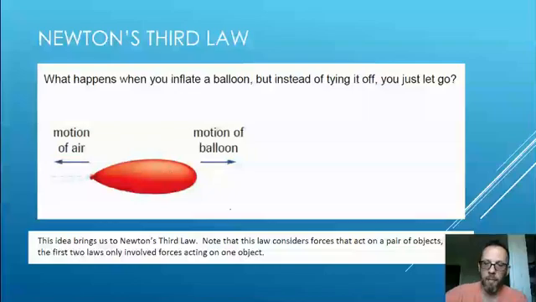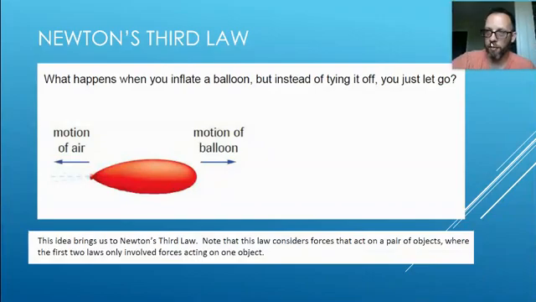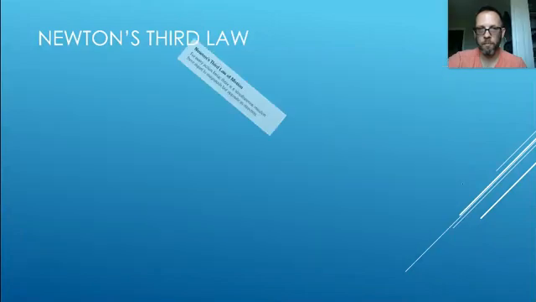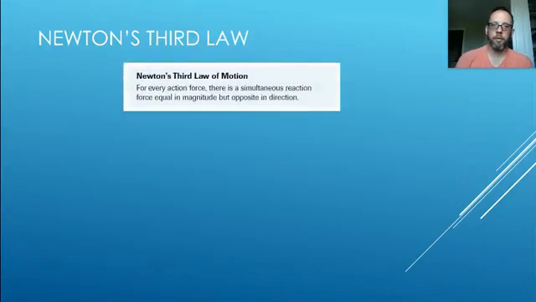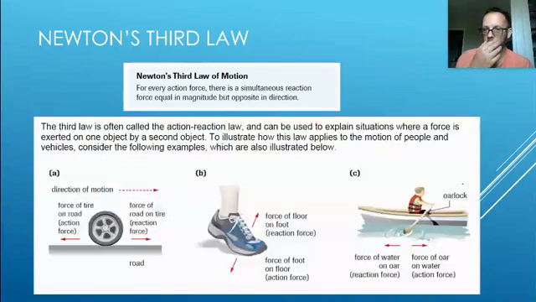Now, Newton's third law considers forces that act on a pair of objects, whereas Newton's first and second laws have to do with a single object: when the net force is 0, and then Newton's second law, where there is some external net force. Newton's third law involves pairs of objects. It says that for every action force, there is a simultaneous reaction force, equal in magnitude but opposite in direction. This third law is often called the action-reaction law, and it explains situations where a force is exerted on one object by another.